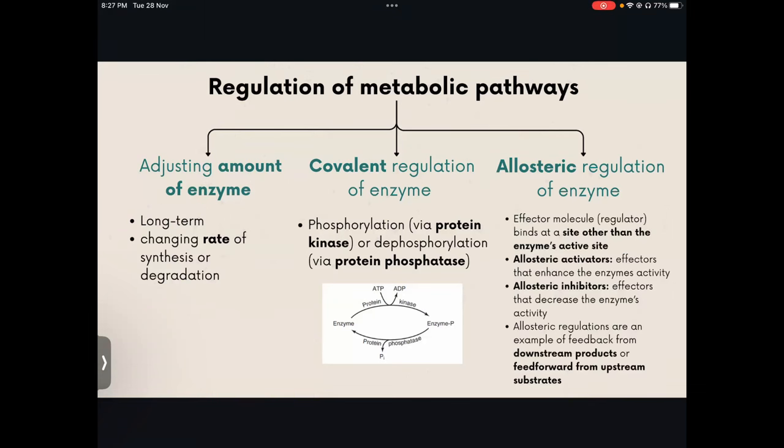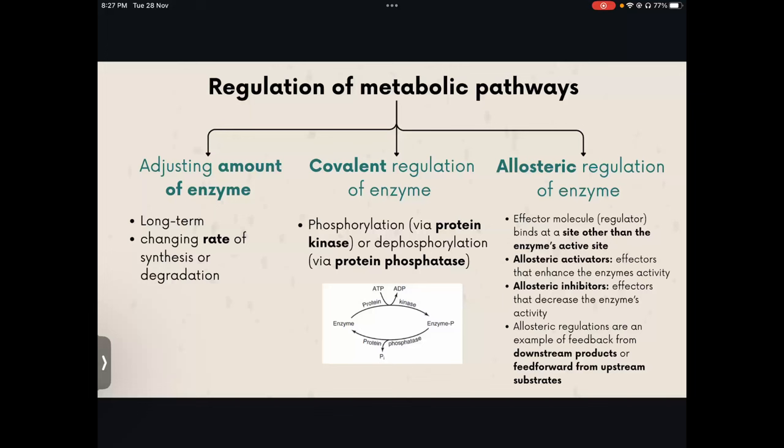Okay. Now, finally, allosteric. So again, an effector molecule binding to a site other than the enzyme's active site. And there are two types: allosteric activators, which would enhance the enzyme's activity, or allosteric inhibitors, which would inhibit the enzyme's activity or decrease it. Now, allosteric regulations are an example of feedback from downstream products. What this means is when you have a series of reactions and one of the products later on will allosterically inhibit one of the enzymes earlier on. We will touch upon this in a minute.